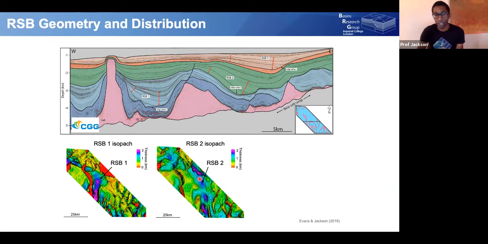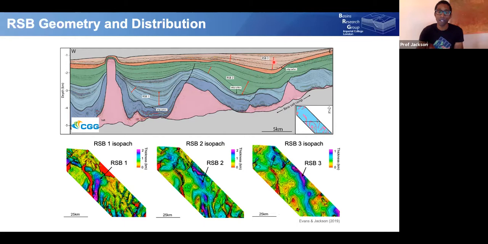And then finally, the youngest, Ramp-Syncline Basin 3, which is still active today, has a much more north-northwest trend to it and is very long as well. So the most recent one is quite elongate, whereas this older one seems, at least in the data we have here, slightly less elongate. So we can see that change in the obliquity of the Ramp-Syncline basins. And so how do we then interpret that? What does that tell us?